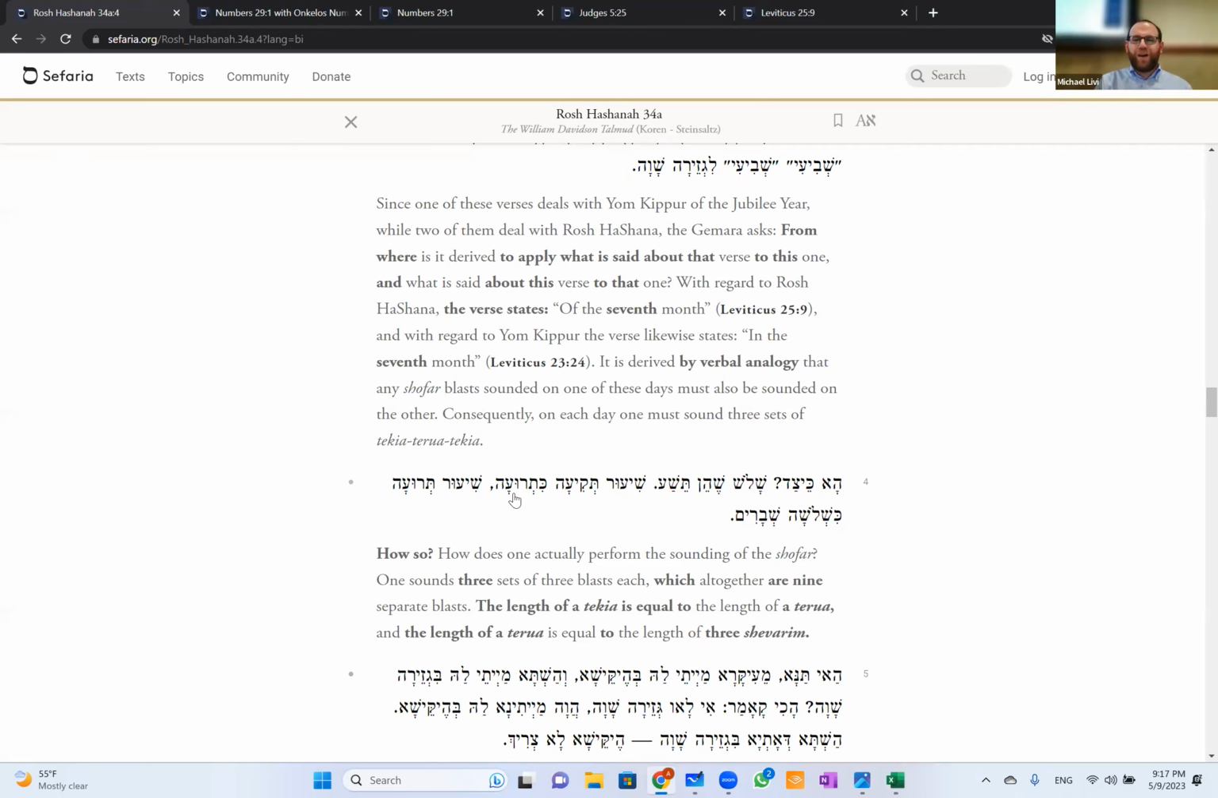Shi'ur Tekiah Teruah. The Shi'ur of a Tekiah is like a Teruah. The Shi'ur of a Teruah is like 3 Shavarim, like we already spoke about. This opinion is saying Shavarim, the intermediate ones, the 3 longer ones.